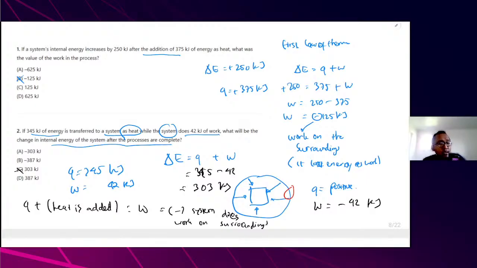The system internal energy increases, but not by the full amount of heat added, because some is lost as work done by the system. Because the system does work. So the key is over here. Does work, so it loses some energy from the system. Let me give you the illustration.